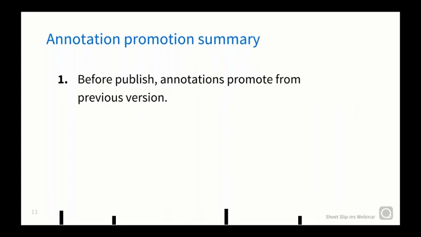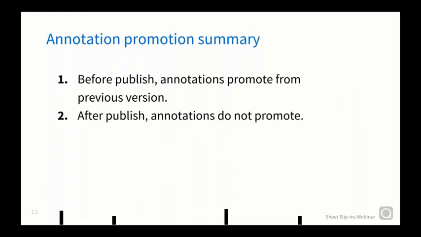Basically, annotation promotion works in two ways. If you're uploading sheets before the publish stage, all of your annotations from the previous version will promote. If you're moving around sheets after the publish phase, so you're maybe slip sheeting different sheets into other versions, your annotations are not going to promote. So just think of it this way. Before publish stage, they'll promote. After the publish stage, they won't.